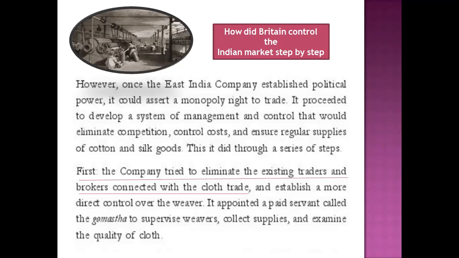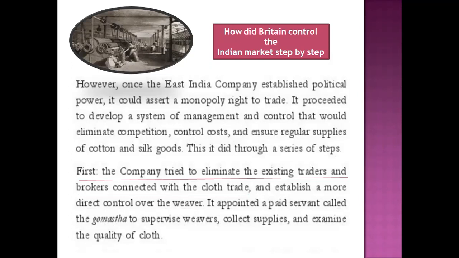So the French and Portuguese were dominated and their power was useless now. The cost control and how much supply, everything came into their hands, including supplies of cotton and silk goods. A series of steps was taken to control this. It did not happen immediately, in one night. It was a step-by-step thing.